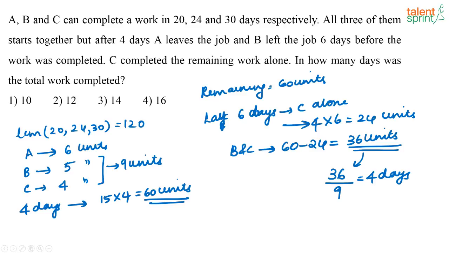So what is the total number of days that has been taken to complete the work? See, first 4 days A, B and C work together. Then for the next 4 days B and C work together. Then for the last 6 days C alone works and finishes the work. So the total number of days required to finish is 14 days. That is option 3. Clear?